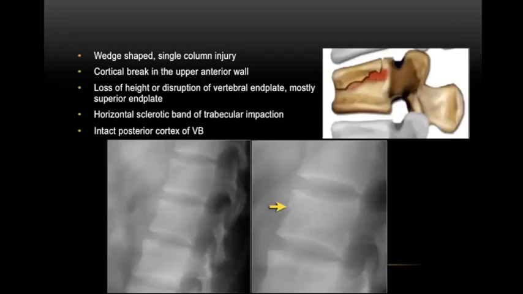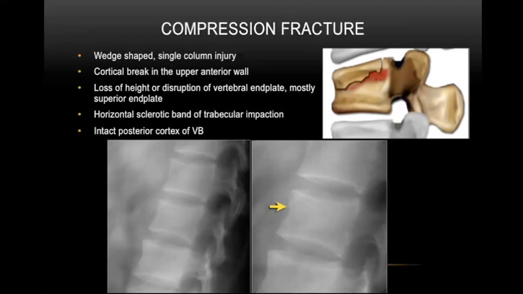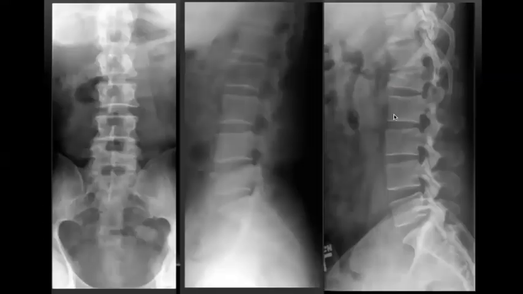All right, so first we go to compression fracture, which is a single column injury. This is a wedge fracture, with a cortical break in the upper anterior wall, loss of height, and disruption of the vertebral end plate, mostly the superior end plate. You can have a little bit of a horizontal sclerotic band, and the most important thing is the posterior cortex is intact. So this is how you differentiate this from burst fracture. In burst fracture, there's disruption of the posterior cortex. So in compression fracture, the posterior cortex is still intact.